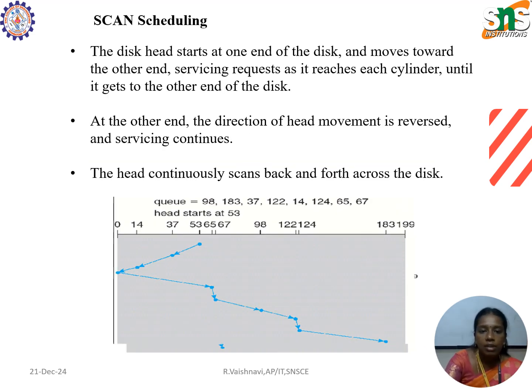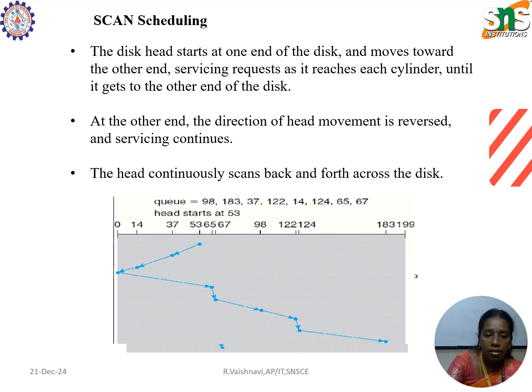Next one is the SCAN scheduling. The disk head starts at one end of the disk and moves towards the other end, servicing the requests as it reaches each cylinder, until it gets to the other end of the disk. At the other end, the direction of the head movement is reversed and the servicing continues. The head continuously scans back and forth across the disk.